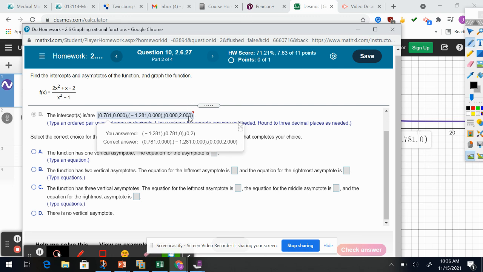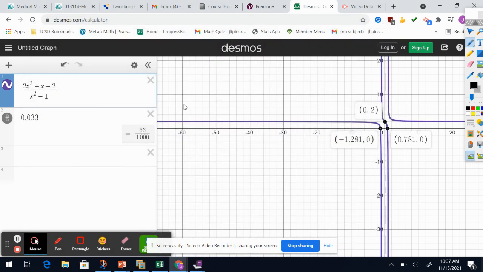I can't imagine they would mark 0 too wrong because I didn't round to 3 places. But that's the homework. Hopefully you're looking at these and you're able to complete these problems now.